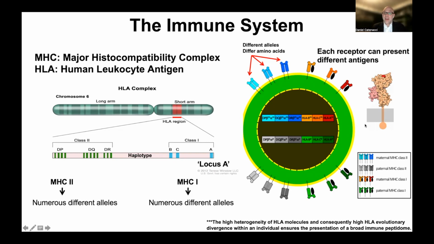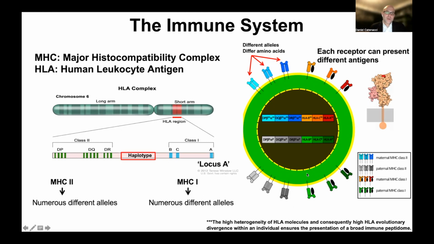And so this heterogeneity of the different genes and copies and versions is what allows us to present a broad immune peptidome, it's referred to. So we can present as many peptides as possible on our receptors. And so I'm going to show you why that's important in a second.